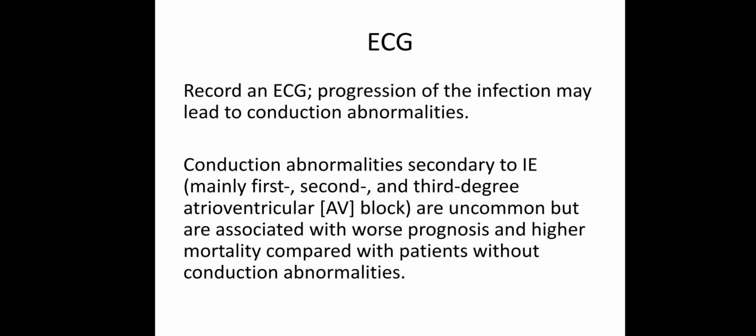So record an ECG. ECG tells you about the conduction abnormalities that can occur in infective endocarditis. We always look at the PR interval, because if the PR interval is prolonging, it tells you about an abscess, aortic root abscess, in infective endocarditis. But there could be other abnormalities as well, like the AV blocks, first, second, third degree. These are uncommon, but they are related to a worse prognosis and higher mortality.